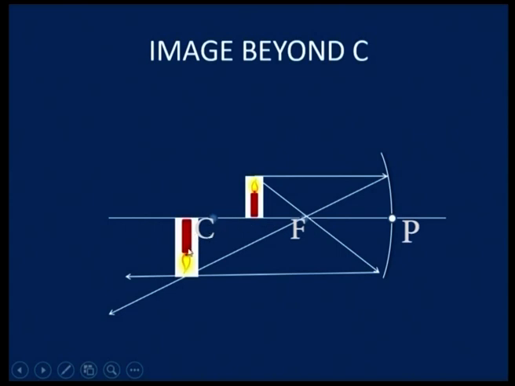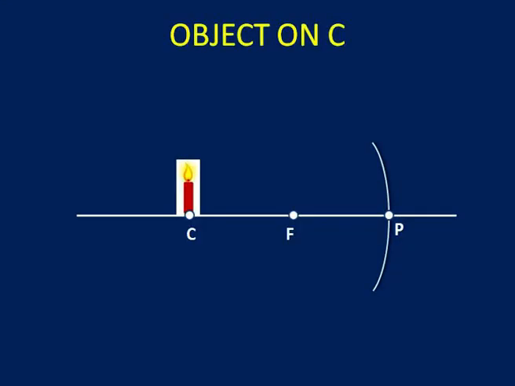Now how is the image, children? Yes, you can see it is a magnified image as compared to the object. It is inverted. Magnified, inverted, and this image can be caught on the screen. Therefore, it is a real image. Now, we will shift the object on C.